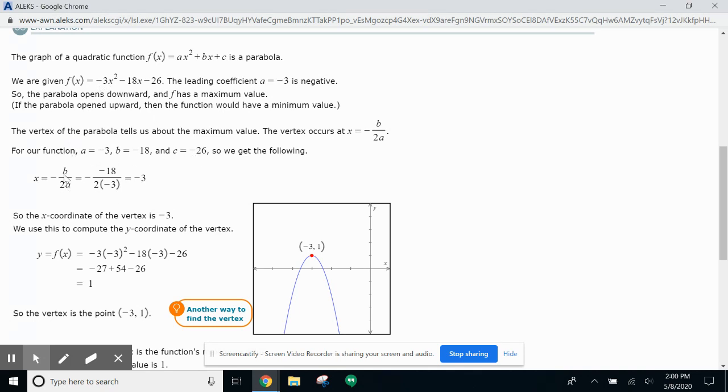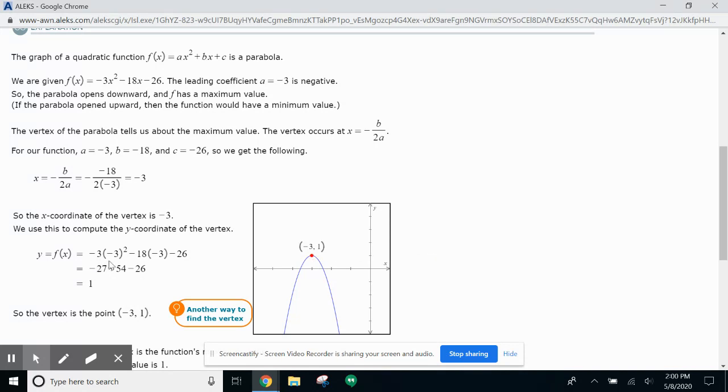And if we plug b and a in, we'll have -18 over 2 times -3 with that negative outside. So now that means 2 times -3 is -6. -18 divided by -6 would be +3. With this other negative outside, a lot of negatives there, we'll have a -3. So our x value is -3 for our vertex.